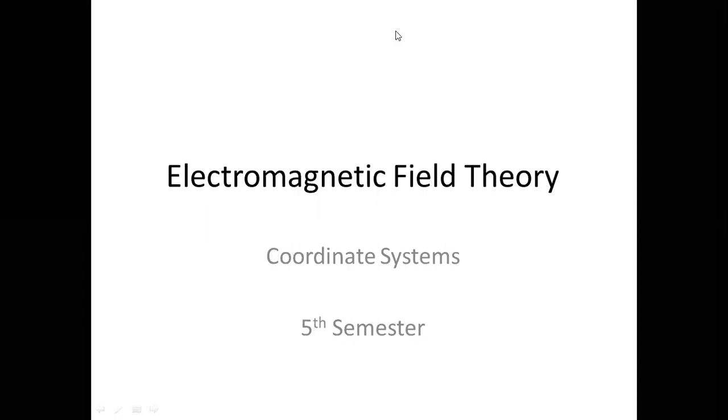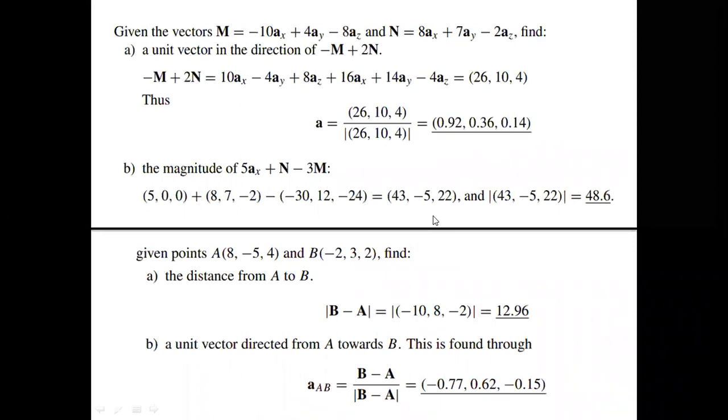Electromagnetic field theory, and today we have to do the numericals for the coordinate system, which we have already studied in the class. So the first example is: we have given the m vector, m is equal to minus 10ax plus 4ay minus 8az, and n is this one. So we have to find the unit vector in the direction of minus m plus 2n.